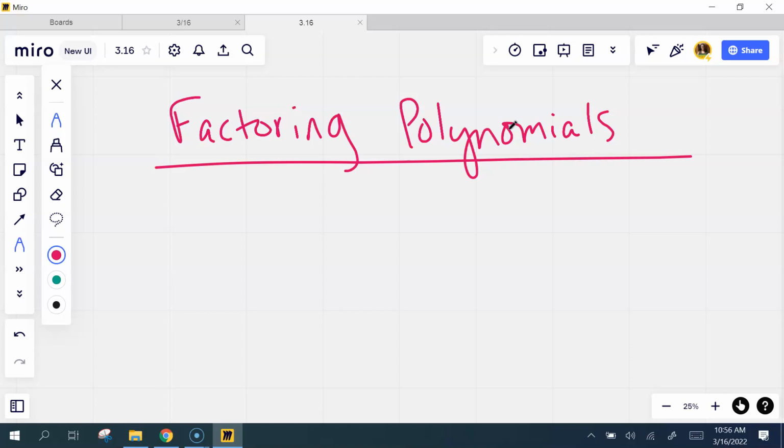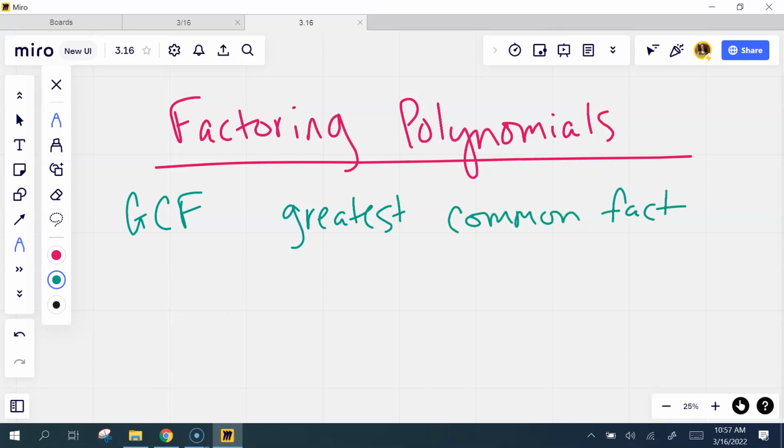All right, so the first thing we're going to talk about is how to take out a GCF. What does GCF mean? Greatest common factor. You guys should be very familiar with that. That is our most basic way of factoring: we take something out they all share and we put it on the outside, right? We backwards distribute it.